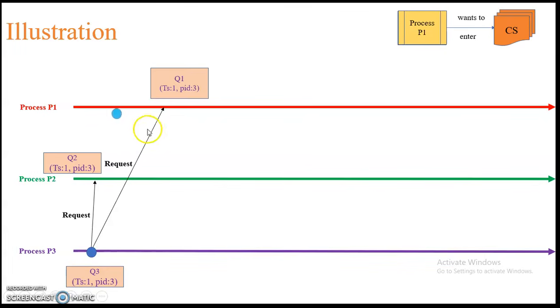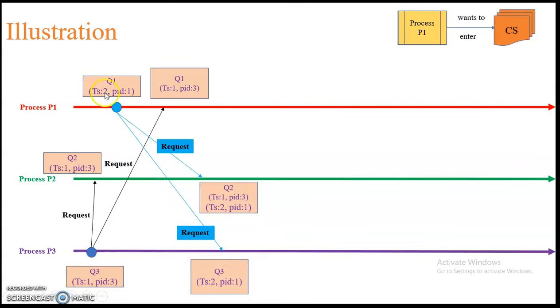Now at the same time process P1 also wants to enter into the critical section. So process P1 also sends the request message to other processes on the network. It will send a request message with the timestamp to processes P2 and P3, and it will update its own queue by appending its own timestamp after the earlier timestamp of process P3.